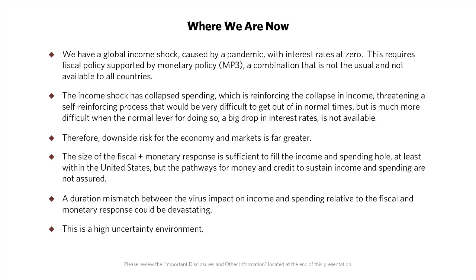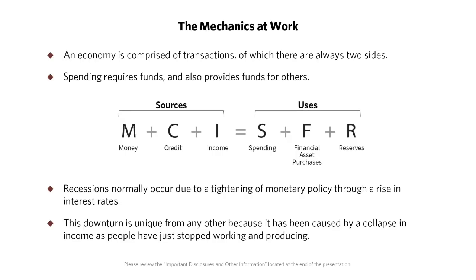A difference between those could be devastating, because if you get a collapse in income and spending that's not offset by the fiscal and monetary response, that's when you fall into the self-reinforcing process that is very, very difficult to get out of. So what I'd like to do is discuss the mechanics at work, both with respect to what's happening in the economy, how that's affecting markets, but also the policy response and what's really going to be required for that policy response to work.